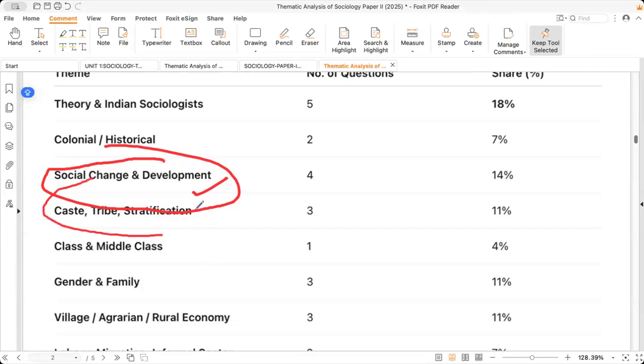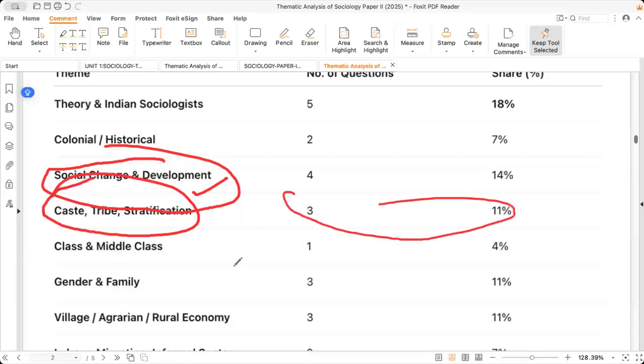Caste, tribe, and stratification. It is usually observed that every year there is one question on tribe, one on caste, and something related to gender, which is classified as stratification or class. So usually three questions come from caste, tribe, and stratification. Sometimes four questions have also come, when they have asked multiple questions on tribe or on caste. More or less, the contribution of this unit has remained the same for the last 5 to 6 years.